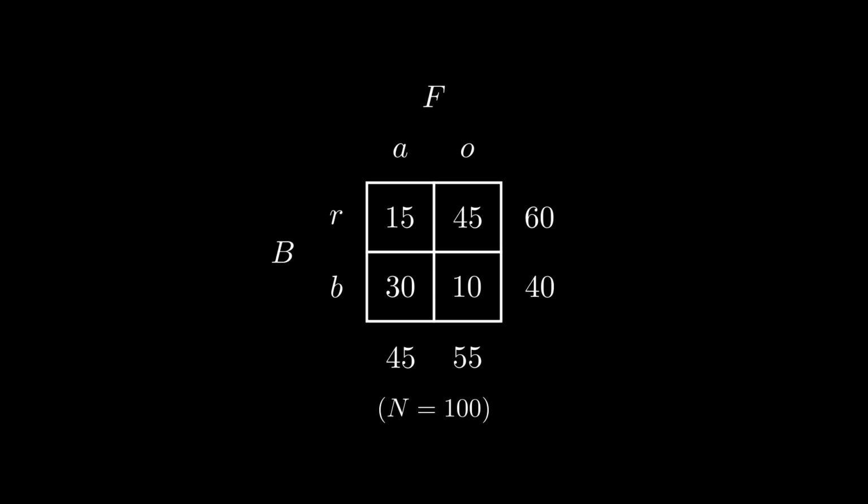For example, we picked 15 apples from the red box and 30 apples from the blue box. Similarly, we selected 45 oranges from the red box and 10 oranges from the blue box. The totals on the right and bottom indicate the overall number of times a particular type of fruit was chosen or how many fruits were taken from each box, respectively.